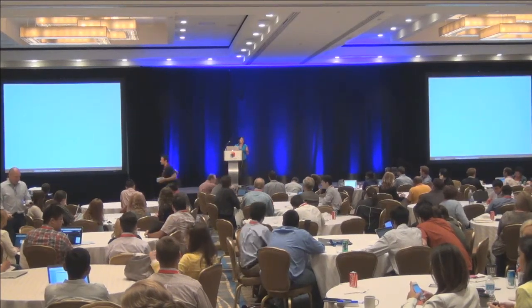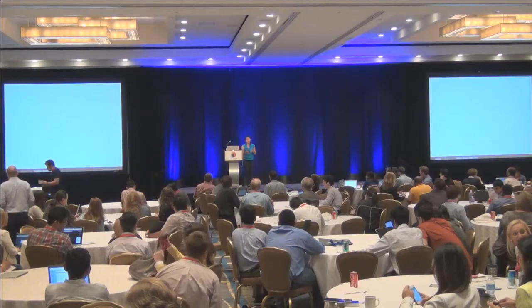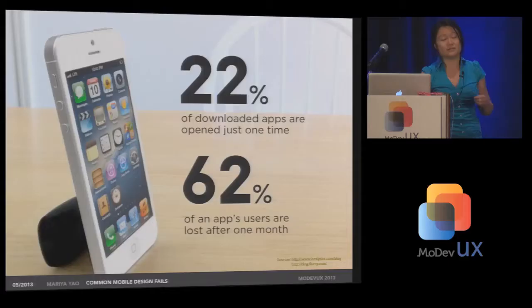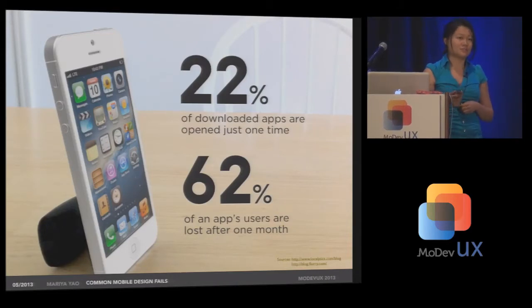All right, so most of you work in mobile, so I don't need to tell you that mobile retention is notoriously difficult. But in case you didn't know, here are some dismal statistics to get you started. 22% of downloaded apps are opened just once. That's after the user has gone through the trouble of actually finding and downloading your app. 62% of an app's users typically churn after 1 month.